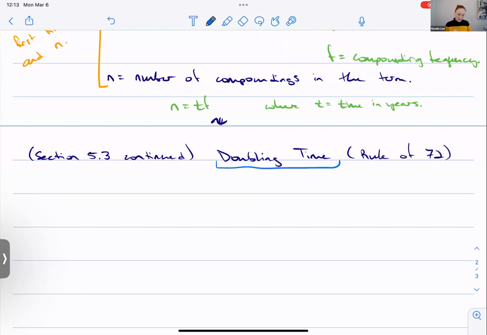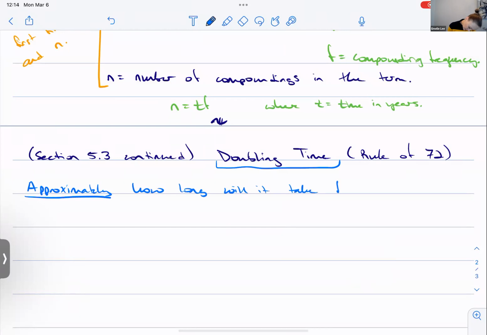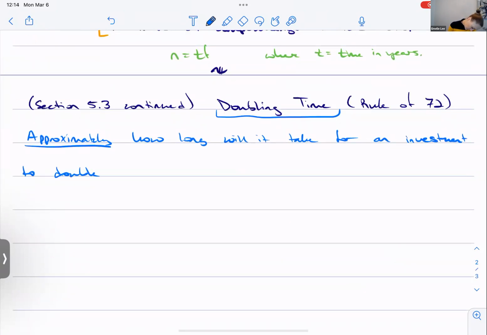All right, so doubling time. Doubling time refers to how long an investment is going to take to double. So what we want to know is, approximately how long will it take for an investment to double? For example, if I have $100, how long is it going to take to have $200? $10,000. If I double it, I have $20,000. So how long is it going to take to double to get to $20,000?